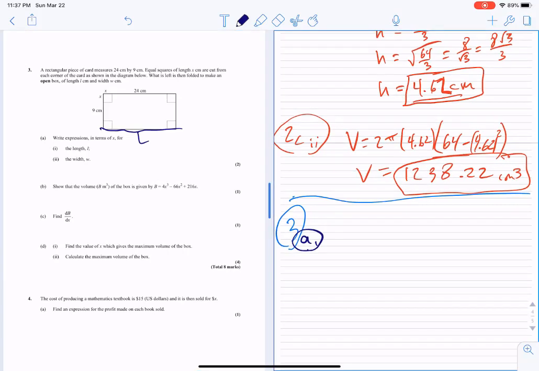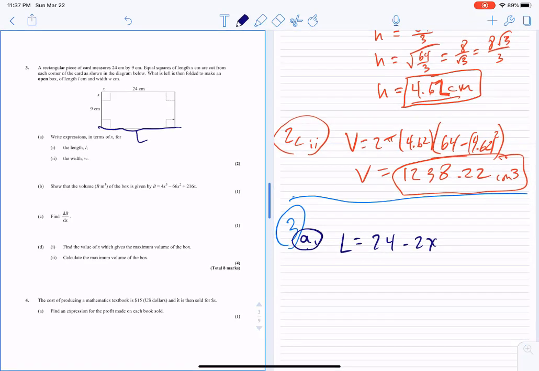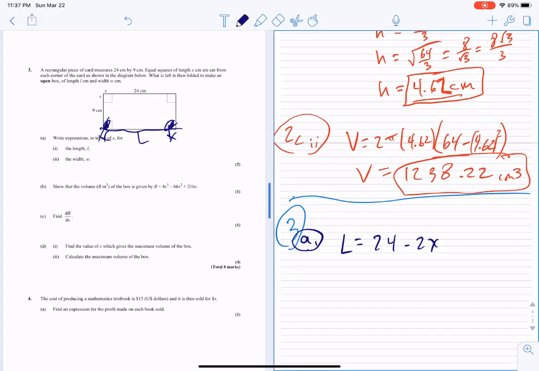So my length actually will be 24 minus 2x, because I'm taking away this part, and they're both of length x. So if I take them off, okay, and the whole thing is 24, it's going to be 24 minus 2x. Pretty straightforward. Okay, the width is going to be kind of the same thing. The width, same type of deal here, is going to be 9 minus 2x as well, because those are squares, so same thing happening.